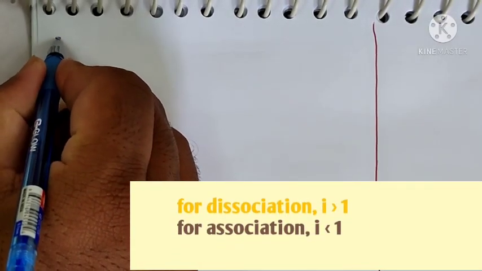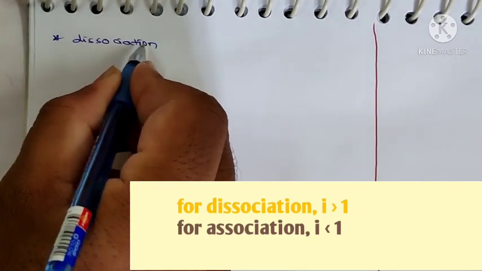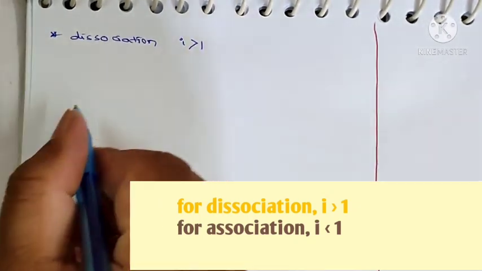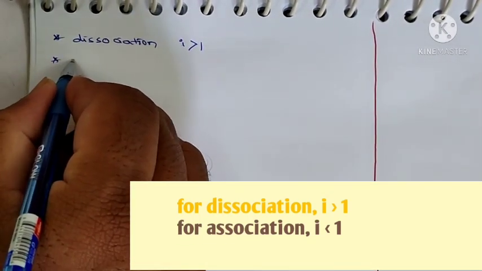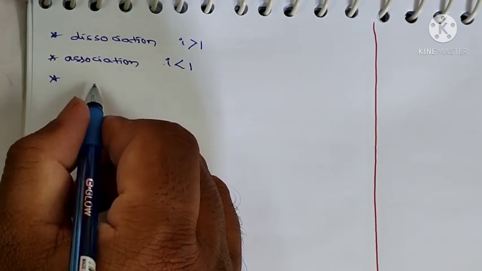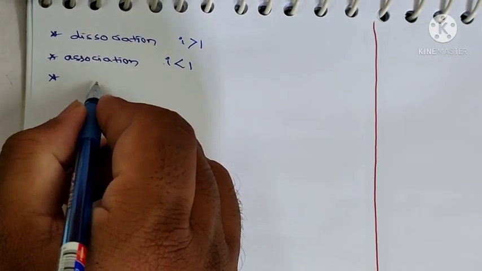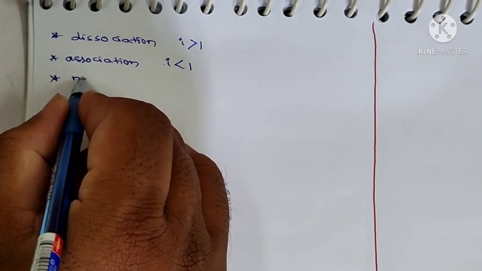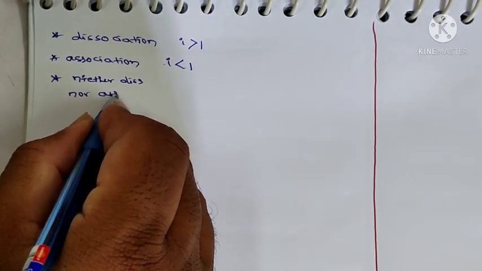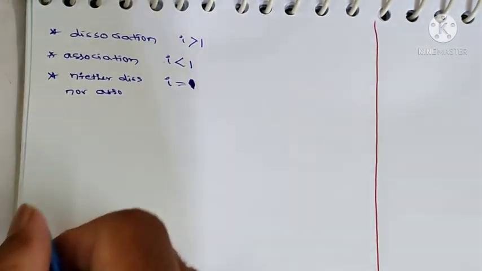And here, for dissociation, the i value is greater than 1. And for association, i is less than 1. And i is equal to unity for a solution with neither dissociation nor association. i is equal to 1.